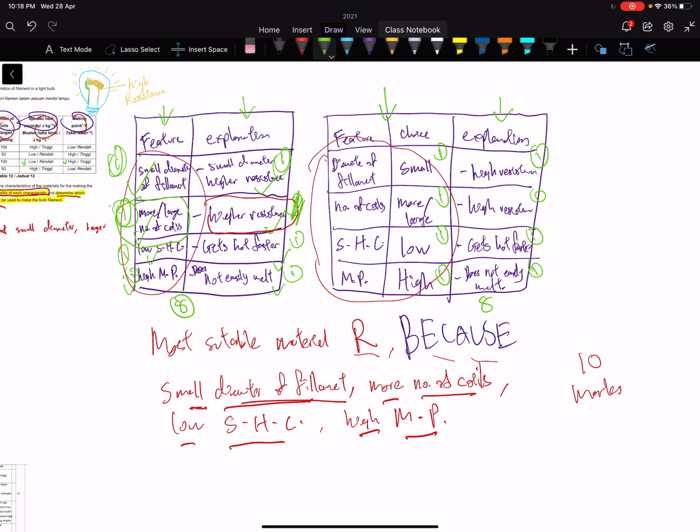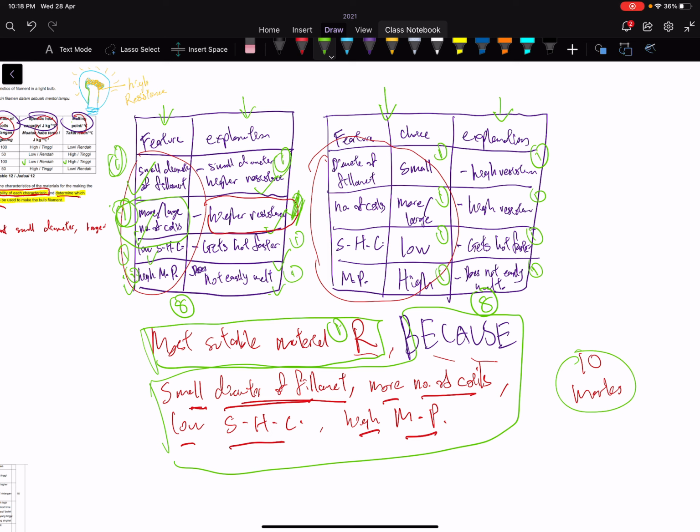Alright, also 8 marks. Now, to get the full 10 marks, you need to choose. This choosing will get you 1 mark. And then your reason, because this part will also get you another mark. So in total, you would get 10 marks, right? And that's actually how you answer this question for your exam next week.